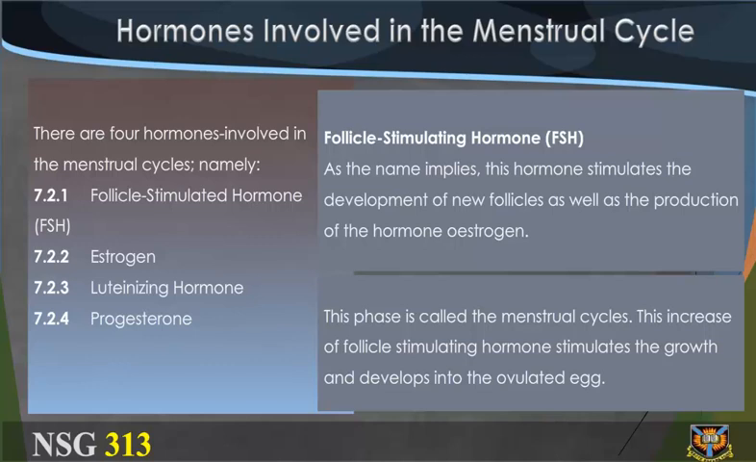Follicle stimulating hormone, FSH. As the name implies, this hormone stimulates the development of new follicles as well as the production of the hormone estrogen. This phase is called the follicular phase of the menstrual cycle. This increase of follicle stimulating hormone stimulates the growth and development of the ovulated eggs.